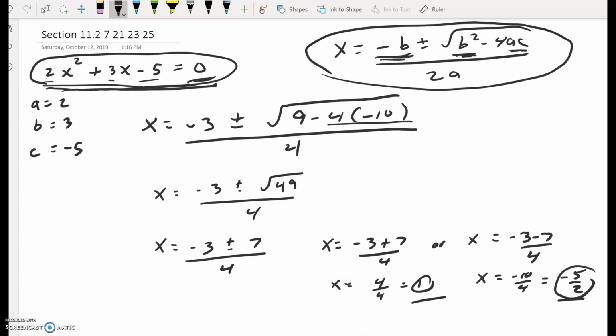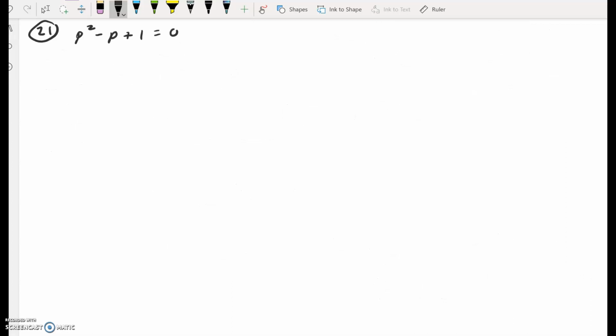They would check if you put these two values in for x here and here. You might consider doing that check. We're going to do the same thing here. We have 0 on one side, so we can read off the coefficients. We have an understood a equals 1, because that's 1p squared. We have an understood b equals negative 1, because that's minus 1p. And we have c equals positive 1.